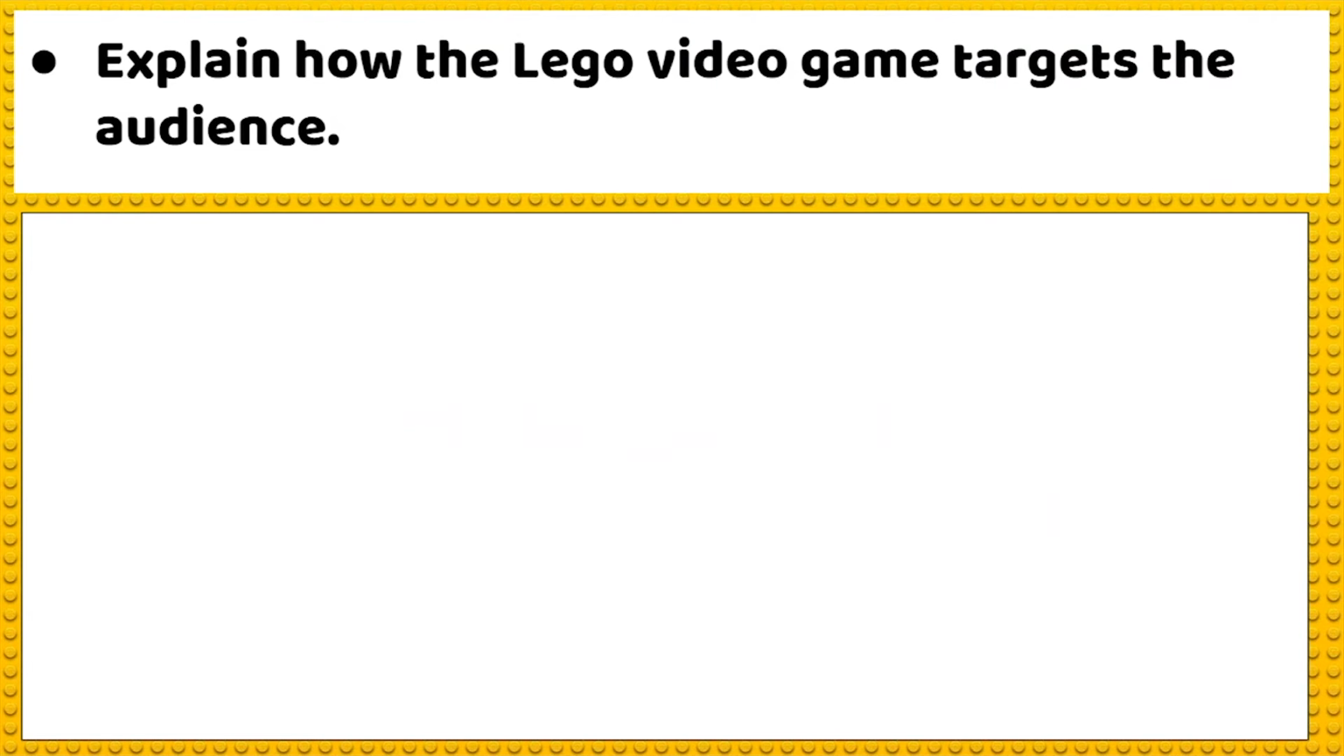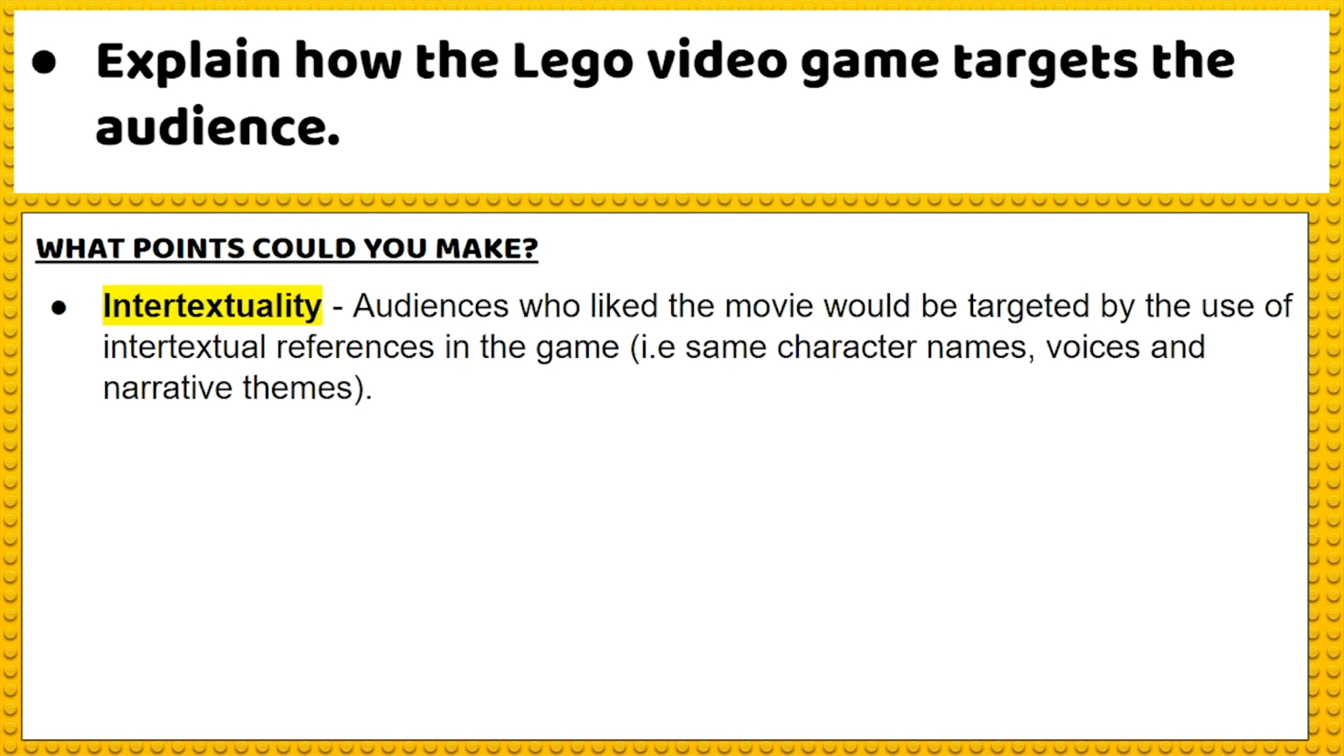Okay, so let's take a look at another question, and I think this time we'll focus on the Lego video game. Explain how the Lego video game targets the audience. So some points that I could discuss are the idea of intertextuality, and that audiences who like the movie would be targeted by the use of intertextual references in the game, such as character names, voices, and narrative themes.